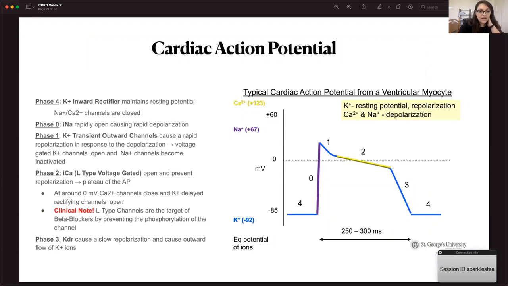Sometimes they start at phase zero. It doesn't really matter as long as you know what's happening at which one.